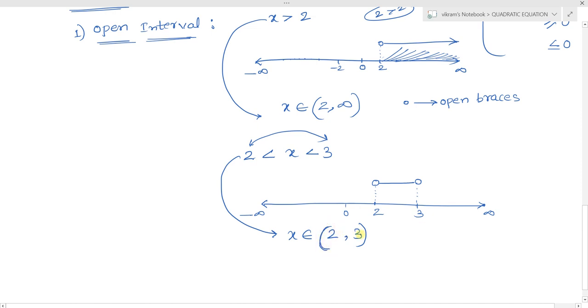The open brackets do not include the values; they include the values in between 2 and 3. x belongs to open bracket 2 comma 3 represents that x includes all the values in between 2 and 3, but does not include 2 and 3. That means, excluding 2 and 3, the values in between are the solutions for this inequality.